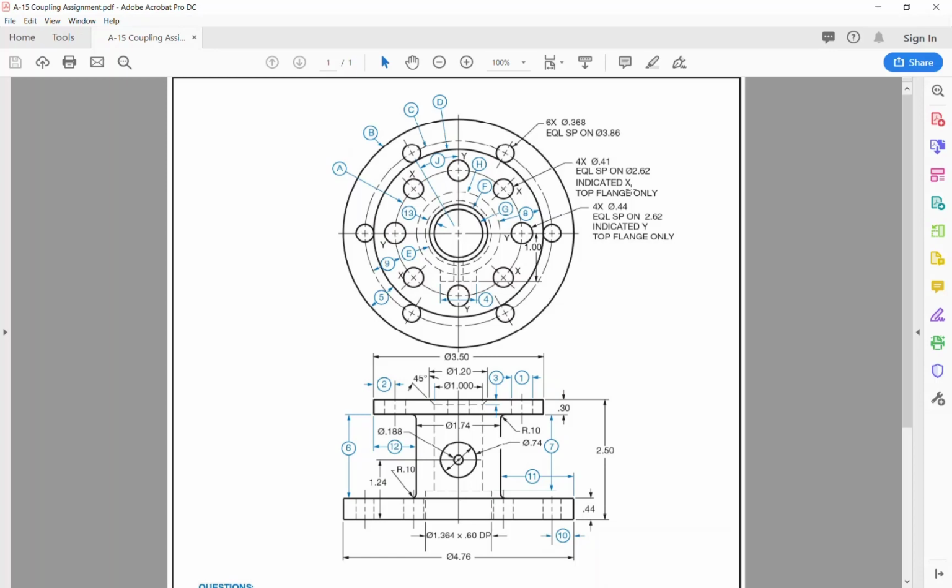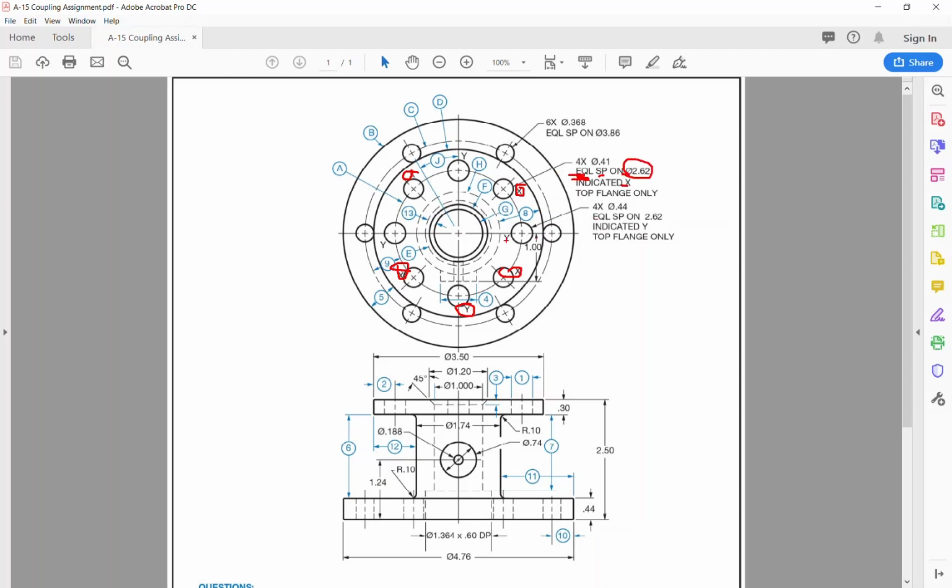see here that we have X holes. The X is beside this hole, and we have some Y holes. The X holes, as indicated by this note, there are 4 of them. So there's 1, 2, 3, and 4, and they're equally spaced. EQL stands for equally spaced on a diameter 2.62.